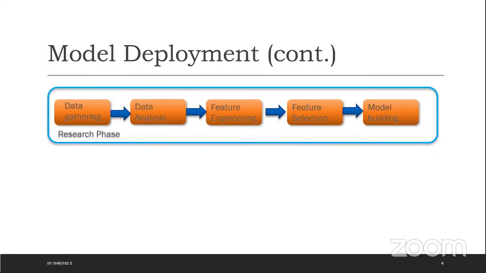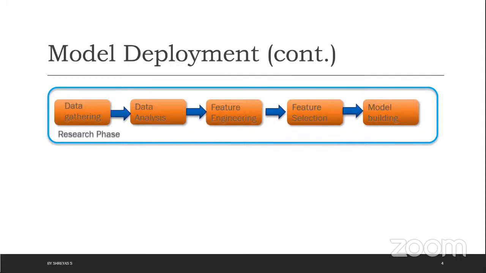Then among all the columns, you would select the columns that are actually necessary for model building. And then you will build multiple models. And then the model with best accuracy and score, you can use that model for model deployment. So these are the research phase steps that you usually do in your Jupyter notebook.